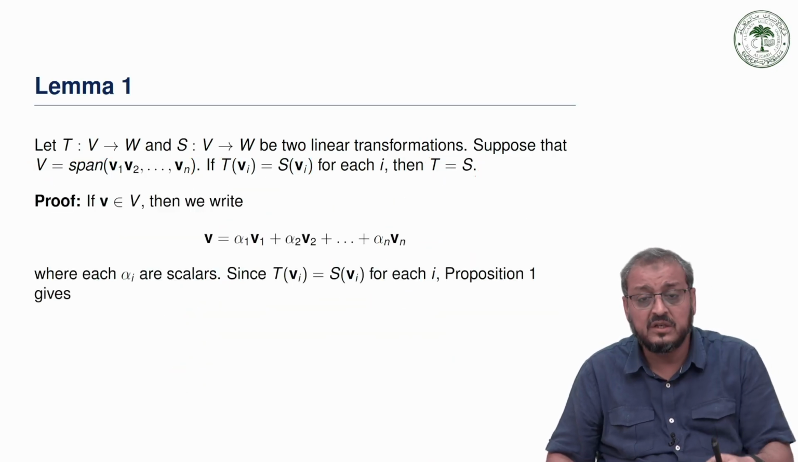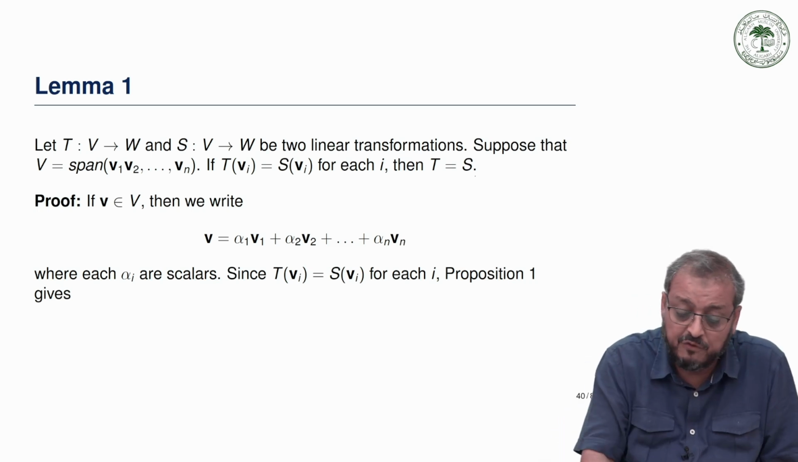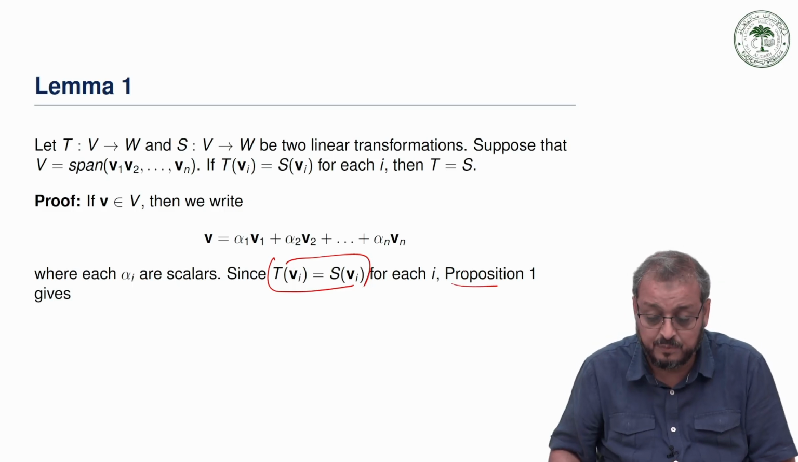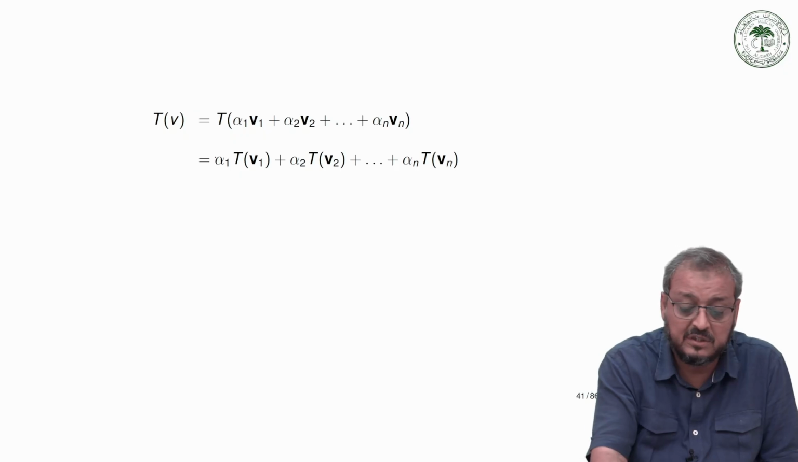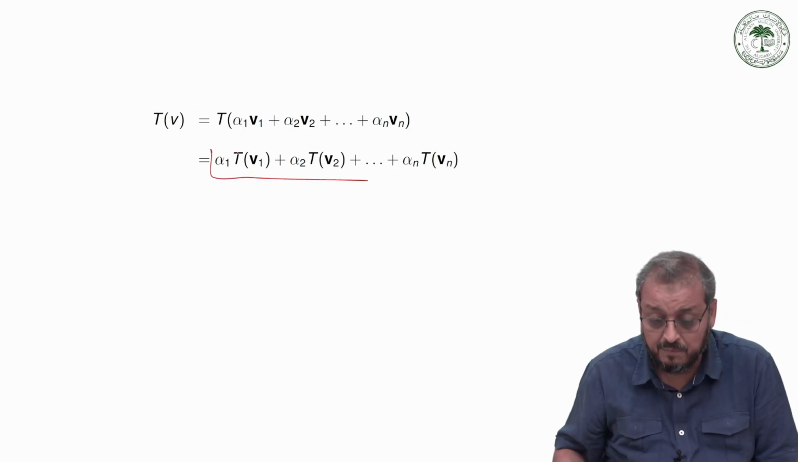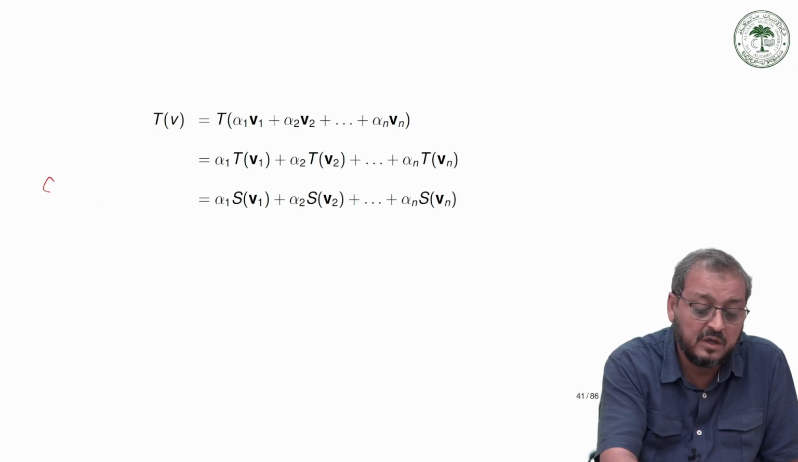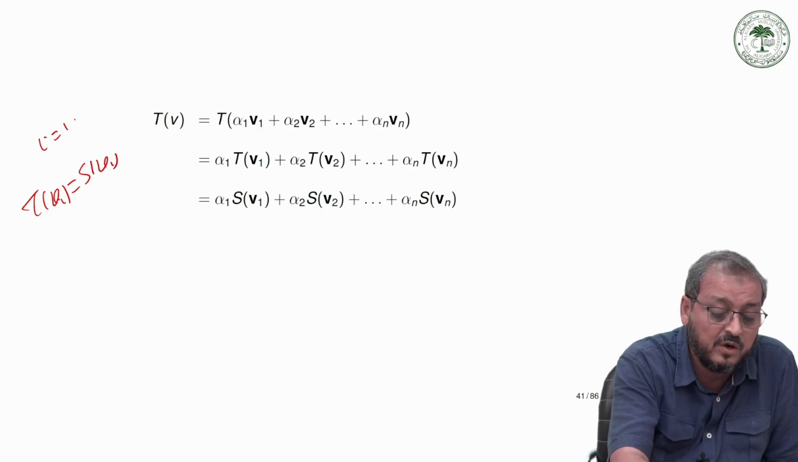Okay, we just took it like this. We take an arbitrary element, and since T of Vi is equal to S of Vi, by the previous propositions, T of V can be written in this form, and then we have the given condition T of Vi is equal to S of Vi, i running from 1 to n.